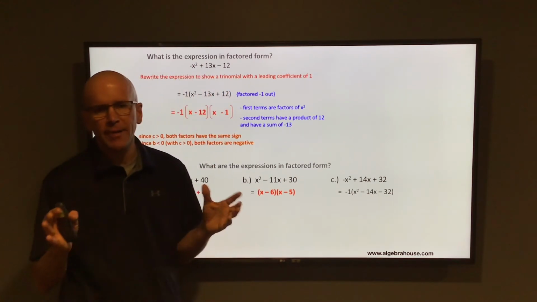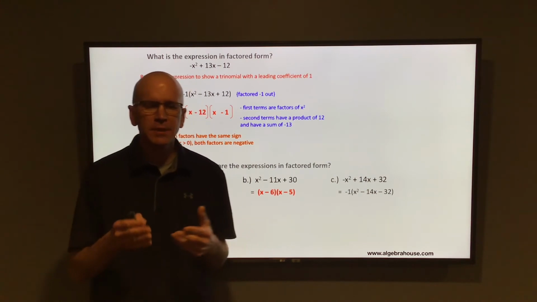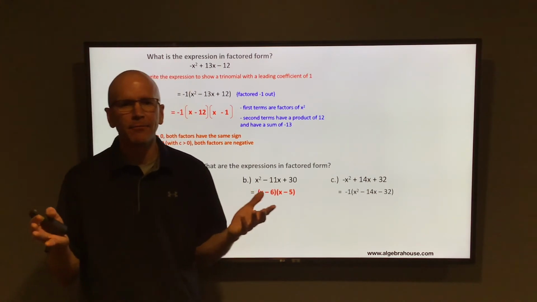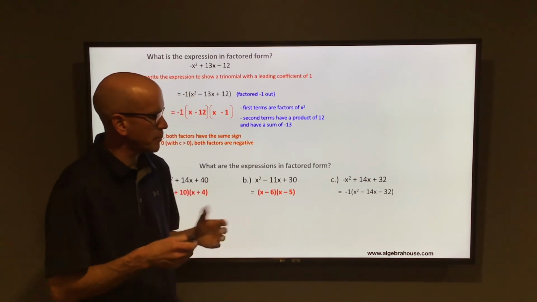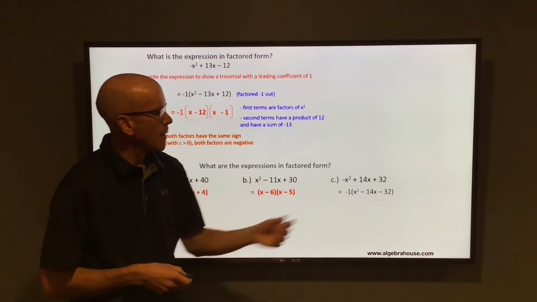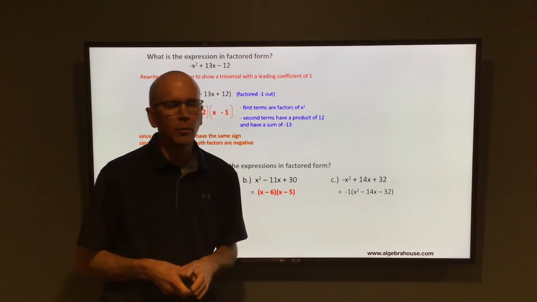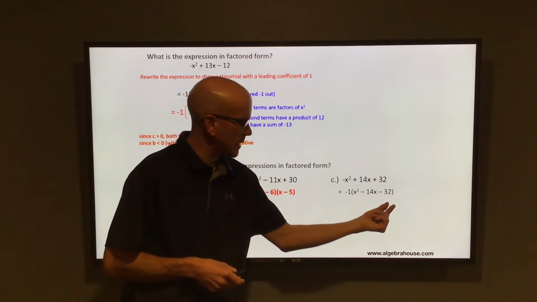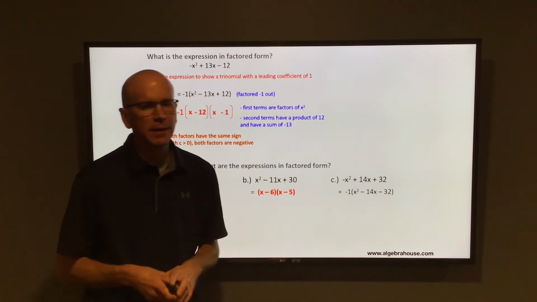Now think of all the factors of 32. You have 16 and 2, 32 and 1, 8 and 4. The only possible pair that you can put together to make a 14 would be that 16 and 2. One of them will be positive and one will be negative because you're multiplying to make a negative 32 and you're adding to make a negative 14.